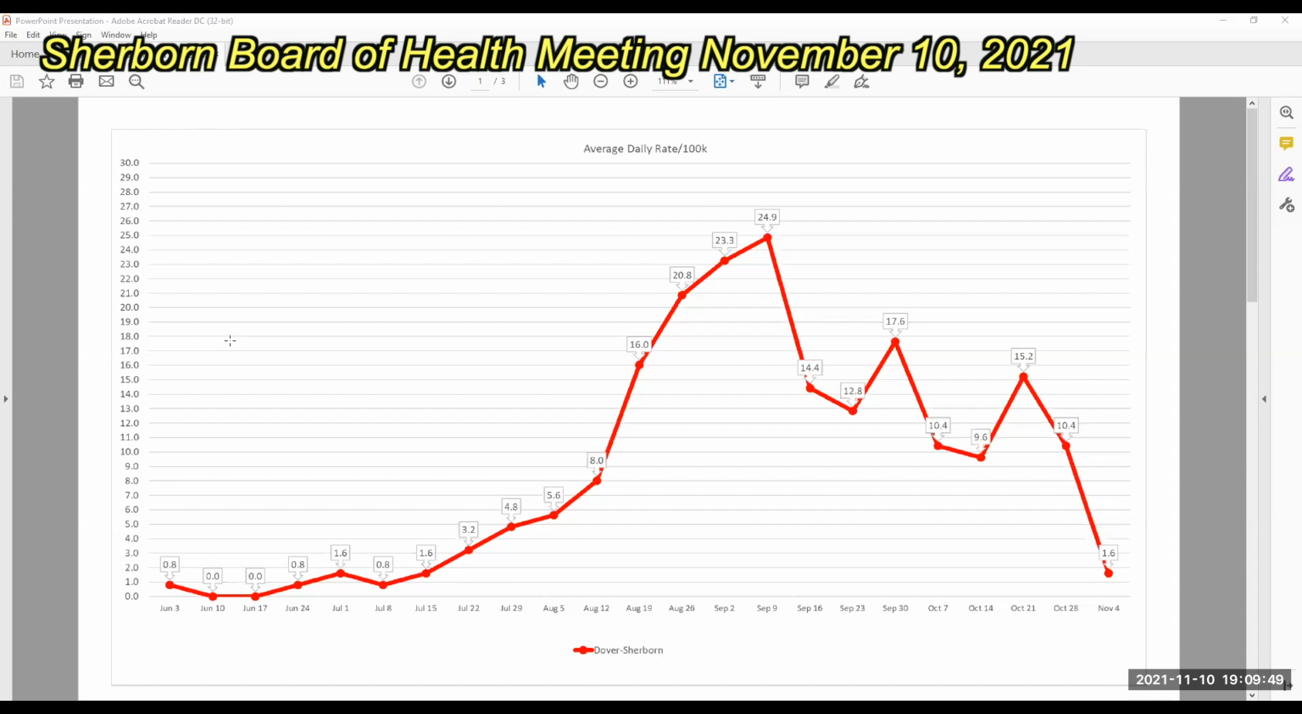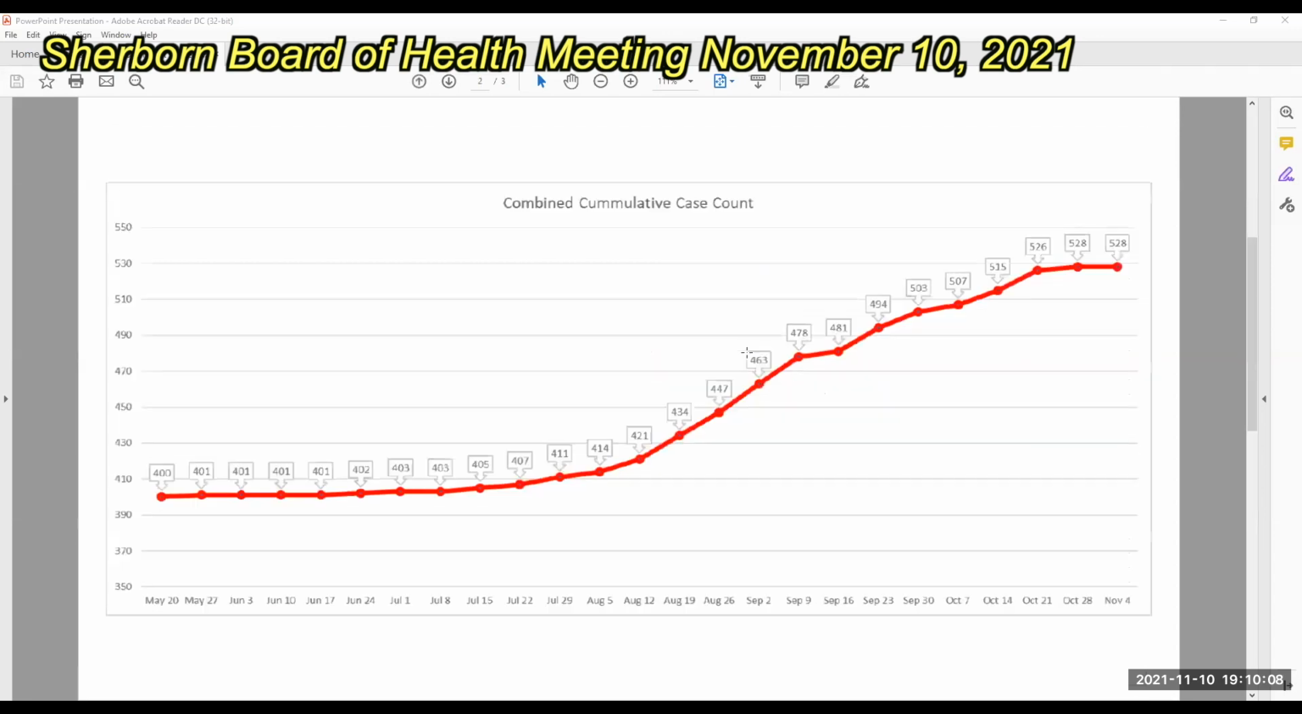I don't include the positivity rate here in part because throughout, Dover and Sherborn have had robust access to testing and have consistently had levels of COVID positivity that were on the low end of the spectrum. And so focusing tonight on the case rate is the part that is most likely to dynamically change for us.